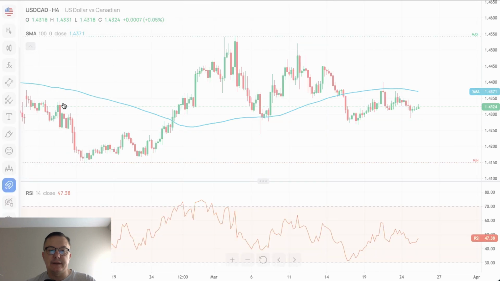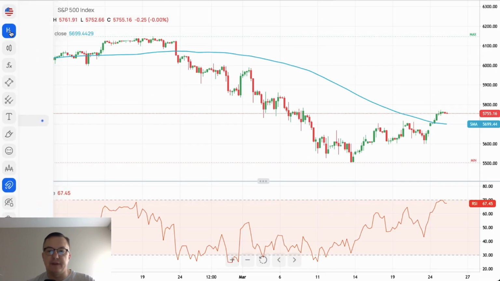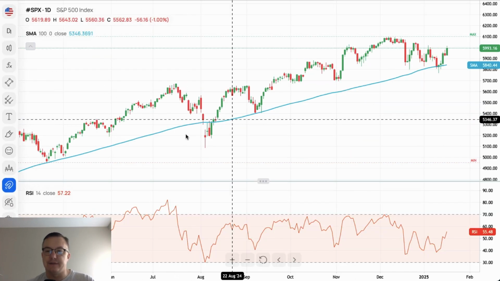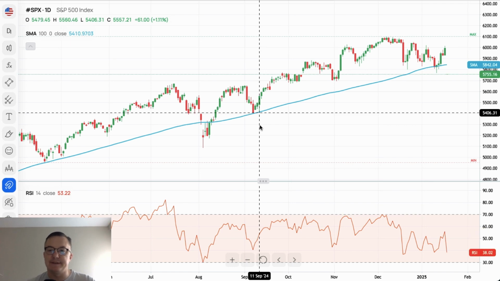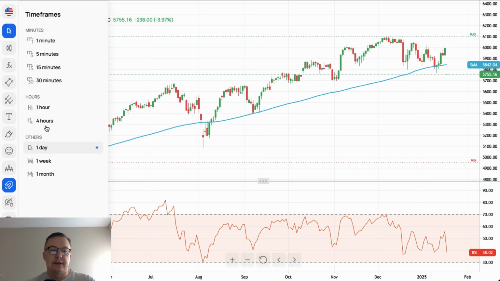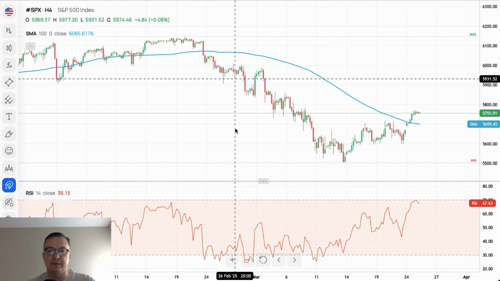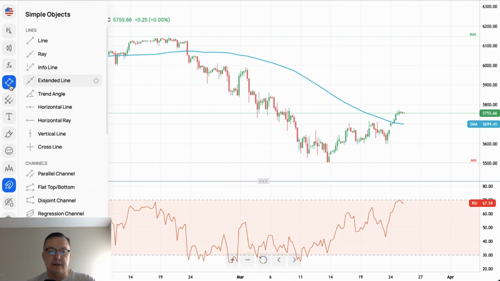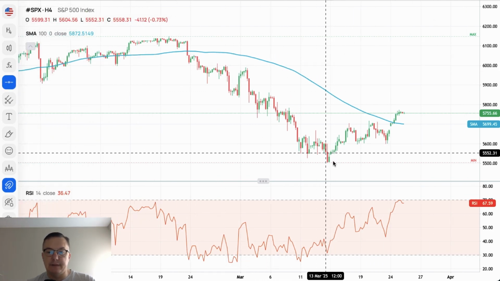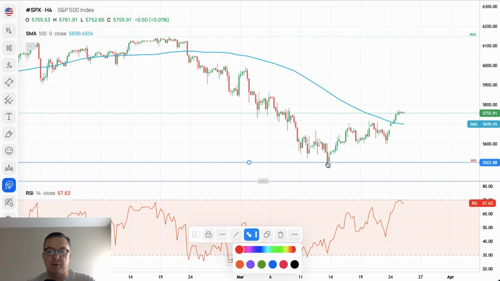Because of the data from the US, let's take a look at the SP500. Let's take a look at the daily time frame chart. So what's happened recently? Okay, the daily is not active too much. So let me just zoom out on the 4-hour time frame chart.